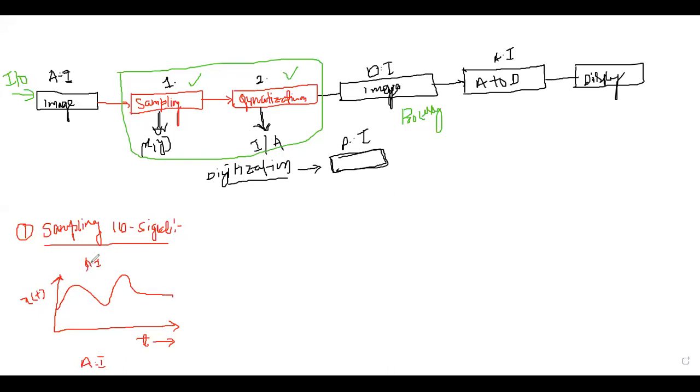The problem is I cannot store this continuous signal in my digital computer, because if I want to store it, how many points will there be? There will be an infinite number of points. So what do you have to do? I have to perform digitization. That means I have to convert this analog signal to a digital signal. So how to convert this analog signal to a digital signal?